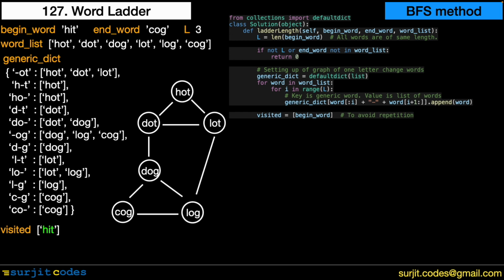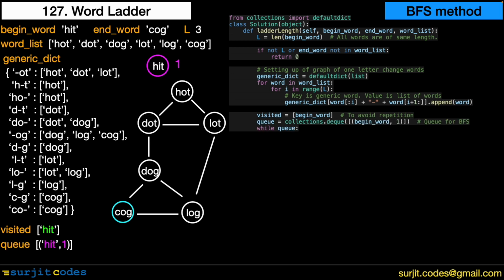To avoid repetitions, we define a list named visited with begin word as its first entry. Cog is the end word in the graph. We use a queue to manage BFS. The begin word at level 1 becomes the first tuple in the queue. We use while queue to start BFS. In every iteration, we pop out one entry from left of the queue to follow the first in first out basis, and they become current word and level.